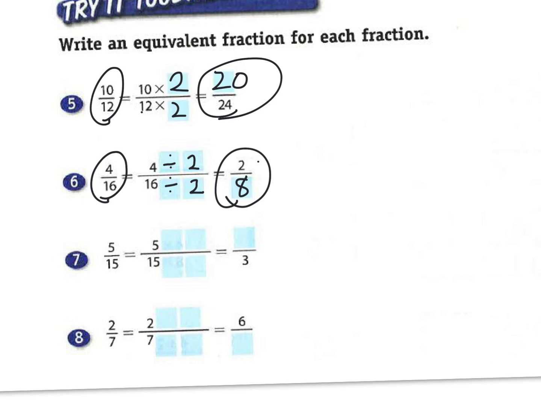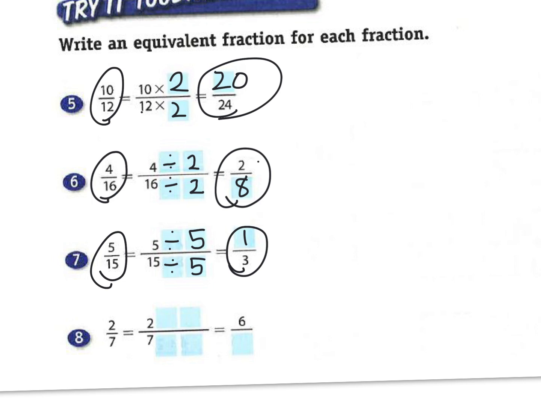Number 7, 5/15. So again, we're going from 15, we're getting lower, so we're dividing here. So we're going to have to write divided by and divided by. Well, 15 divided by 5 is 3. If we divide by 5 on the bottom, we have to divide by 5 on the top. 5 divided by 5 is 1. So 5/15 is the same as 1/3.